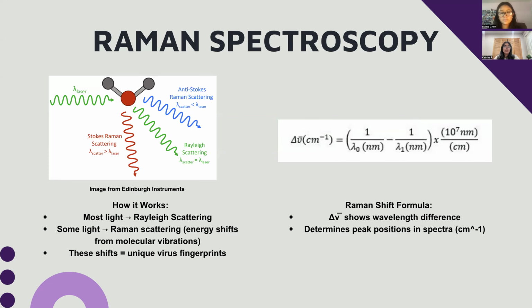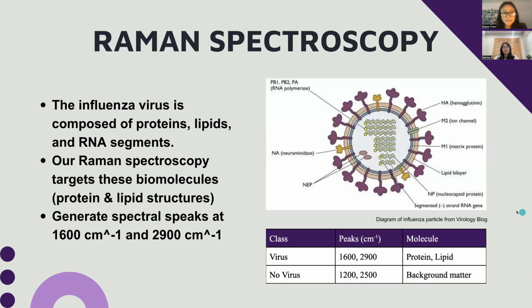The Raman shift formula tells us how much the light's energy changes, helping us locate its peaks in inverse centimeters. For influenza specifically, we look for strong peaks at 1,600 and 2,900 inverse centimeters, which are markers of proteins and lipids. Our Raman system focuses on these components. Virus-positive samples consistently show peaks at 1600 and 2900, while virus-free samples show background peaks at 1200 and 2500 inverse centimeters. This spectral contrast makes classification reliable.